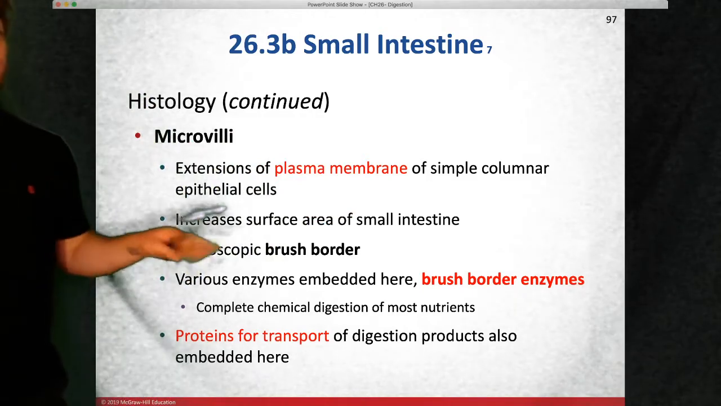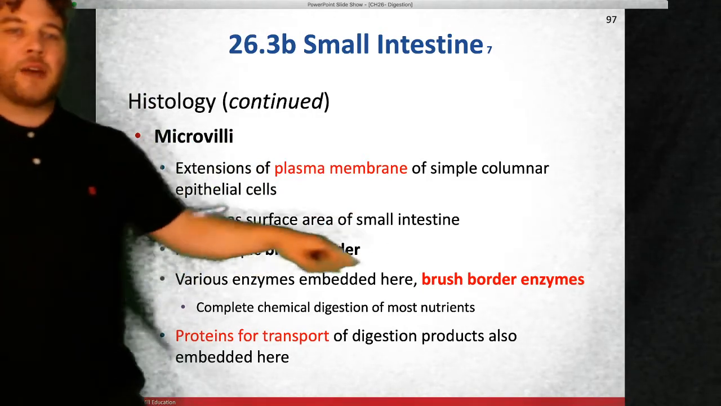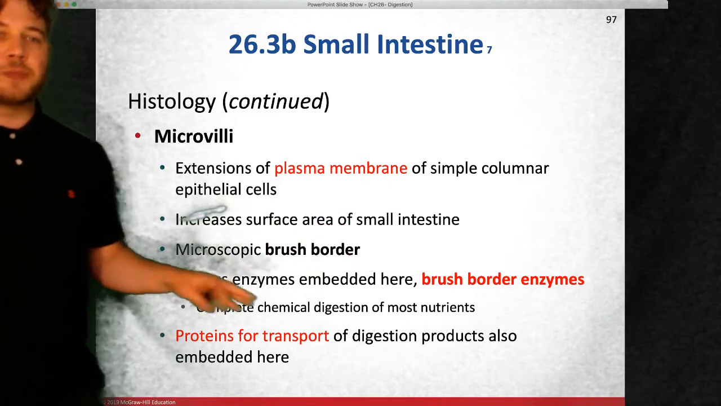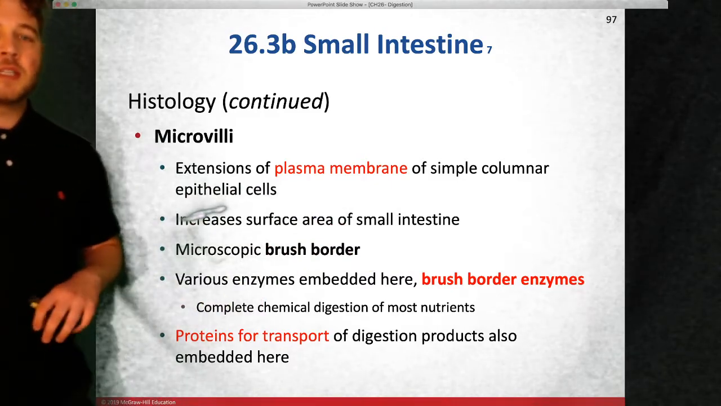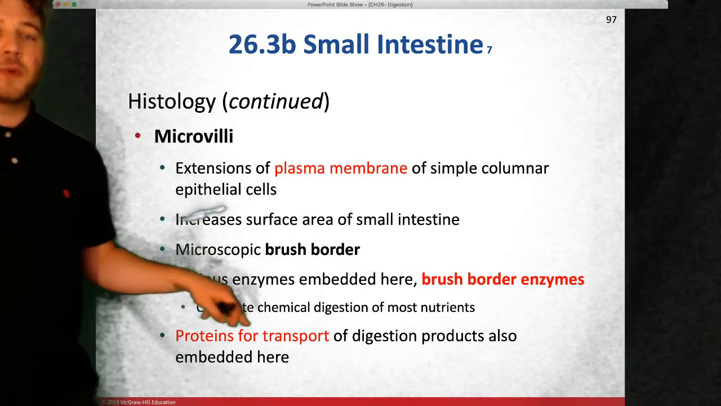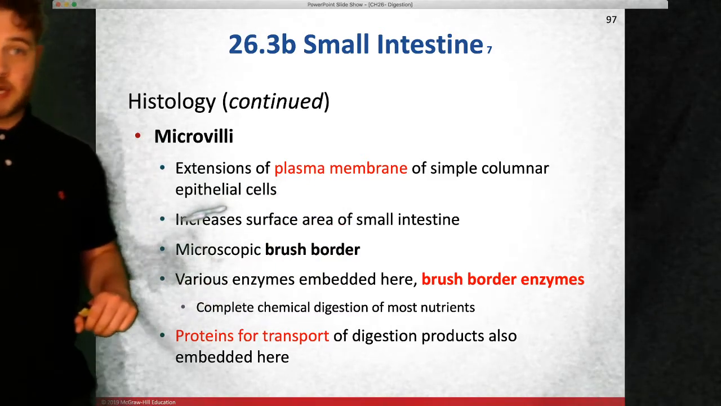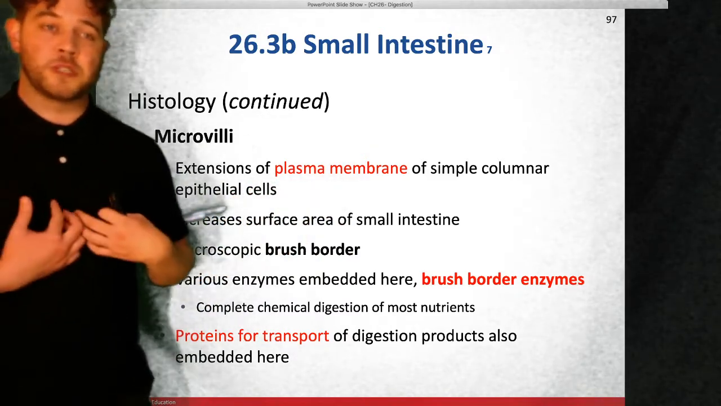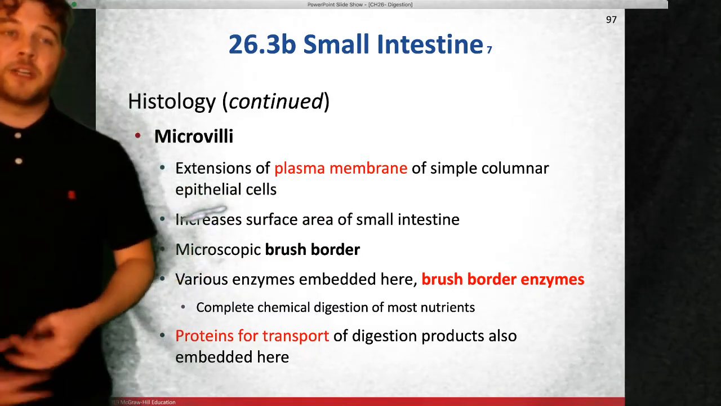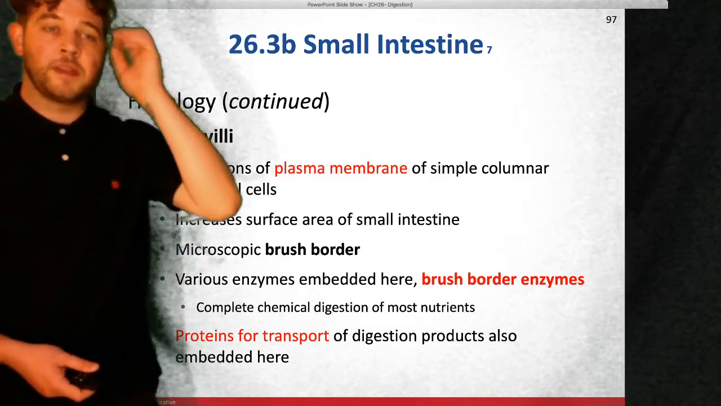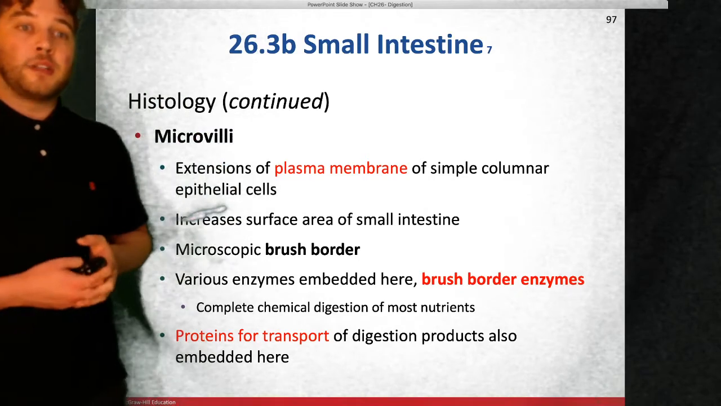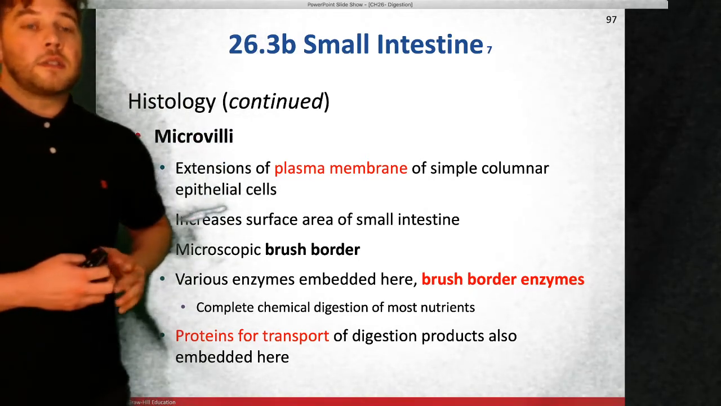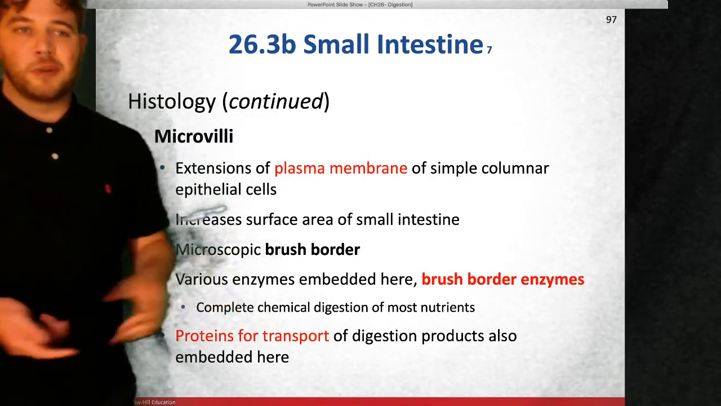They form what's called the microscopic brush border and have brush border enzymes to complete chemical digestion of most nutrients. Proteins for transport of digestion products are also embedded here because these are on the plasma membrane. So when things are absorbed, they're absorbed into individual cells and then transported into those vessels in the villi to be absorbed into the body. So yeah, you have to have transport proteins for that.